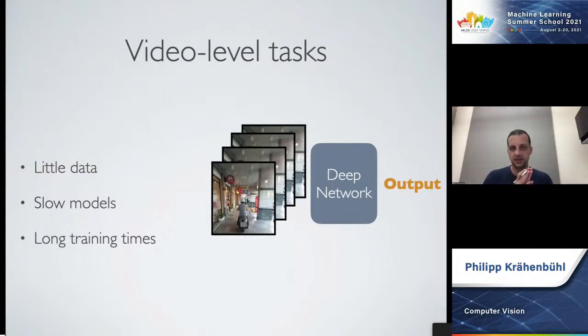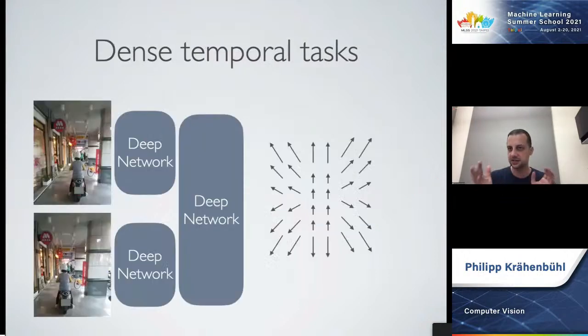Now, for dense tasks, the story is actually quite different. For dense tasks, there are very nice architectures. They're again very nicely tailored to the structure of the task itself. And the two most popular dense tasks are currently optical flow estimation and one version of either time to contact estimation or trying to estimate depth from a pair of images.